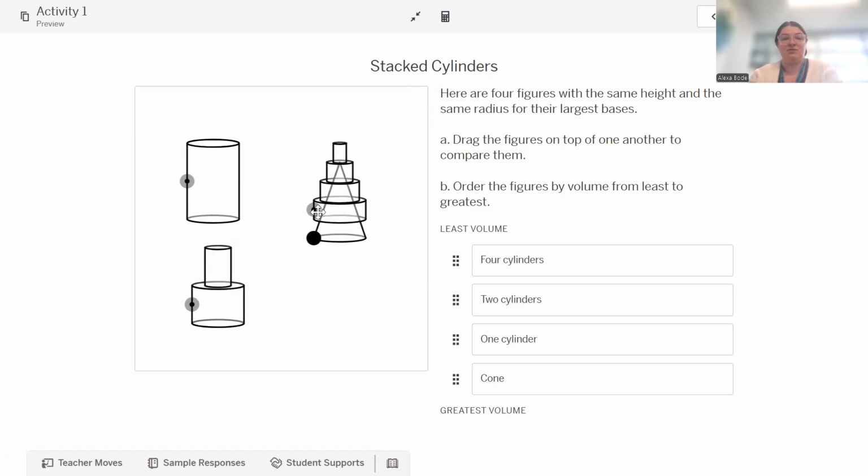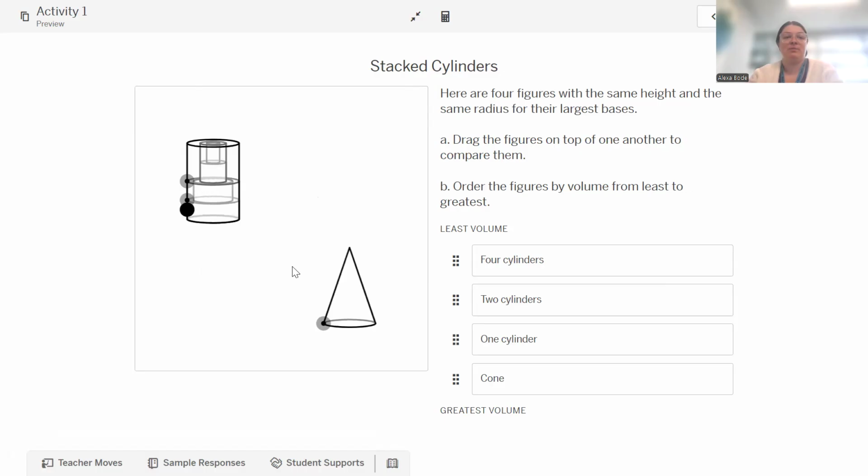And if I look at the cone, notice the cone is inside of all of these. So as they are getting smaller, and as we're adding more cylinders to it, it's becoming more and more cone-like.